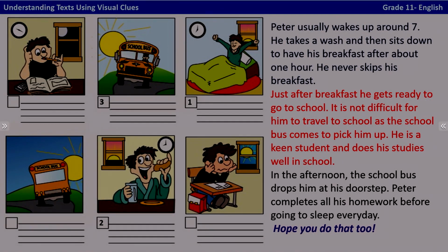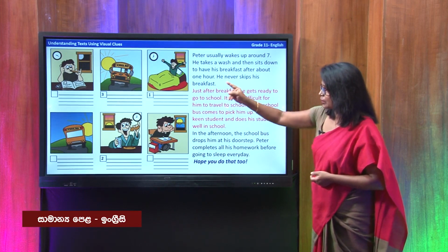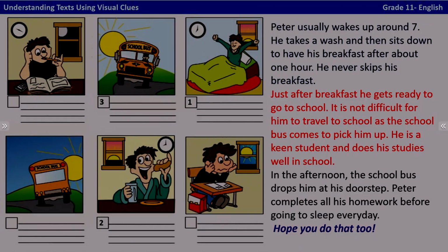He is a keen student and does his studies well in school. Now children, again you may get confused. Can you see 2 pictures once again? And in these 2 pictures, Peter is studying. So which one shows the school? If you are very careful, you can see in this particular picture, Peter is keeping his school bag near him and you can see the bright sun through the window. So it can be the picture showing how he is studying in school.